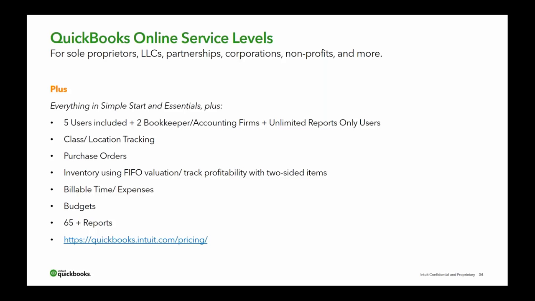Class and location is also available to turn on inside QuickBooks Online Plus. Purchase orders, the ability to create POs, is available in QBO Plus. And then, of course, inventory: the ability to turn on inventory using FIFO valuation, which is first in, first out, and be able to track profitability with 2-sided items. That's available in Plus. Billable time and expenses is available in Plus, and budgets. Because of that additional functionality, there's about 65 or so reports. And the reason why we say or so is because we do continue to add new reporting and things like that, so it does fluctuate. So if I had a set number in there, that would be silly.